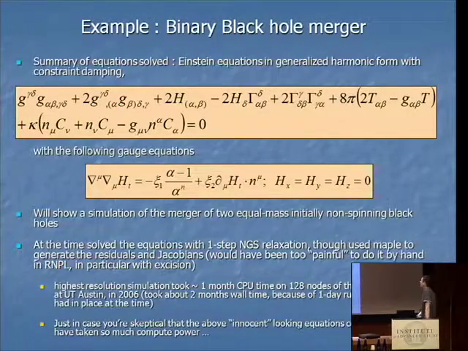Okay, so let's do an example of a binary black hole merger. Again, just to remind you, this is the system of equations that I'm going to be solving. This generalized harmonic is actually going to be vacuum, so the stress energy tensor is going to be 0. And for this particular case, I used this wave equation to keep the lapse not too close to 0 and just spatially harmonic. I'm going to show an example of 2 equal mass, initially non-spinning black holes.